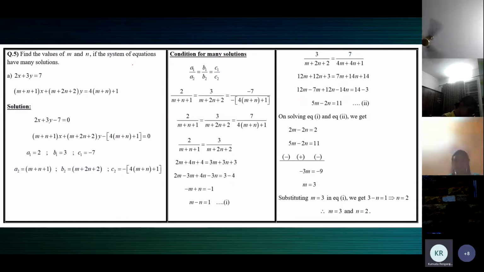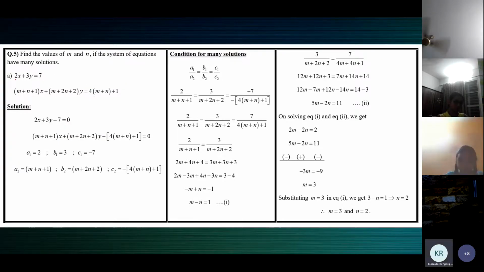So see here, the first thing is to write the equations in the standard form, because to answer this question, we need to use the condition for many solutions, for which we need the values of a1, b1, c1, a2, b2, c2, for which the equations must be written in the standard form. So take 7 to the other side, minus 7 is equal to 0. Enclose this in a bracket and take it to the other side with the minus sign before it. That's all.